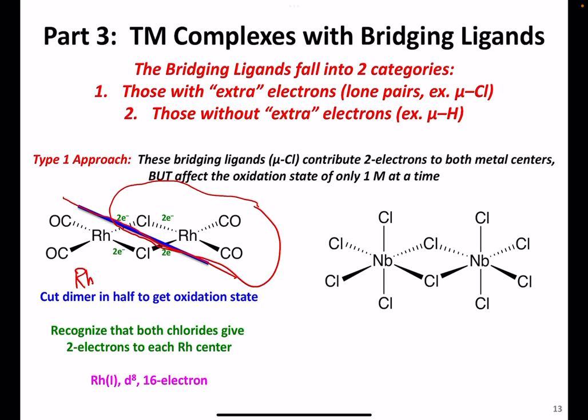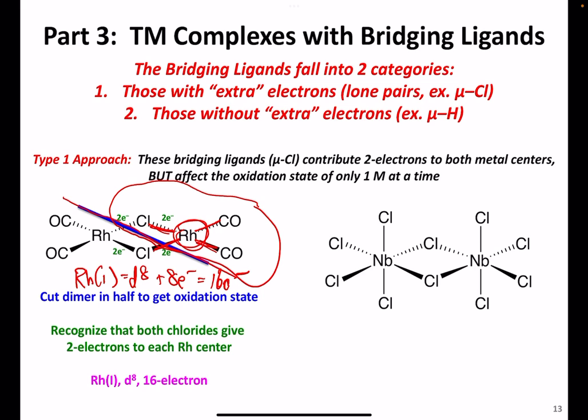And so that means that it is rhodium 1. Rhodium 1 again is D8. However, I know that the chlorides have extra lone pairs, and so 2 electrons in each direction for the chlorine contributes. Now, if we're talking about this rhodium center, 2 electrons for this rhodium chloride bond, 2 electrons for this one, 2 electrons to CO, 2 electrons to CO is 8 more total electrons for a 16 electron compound.